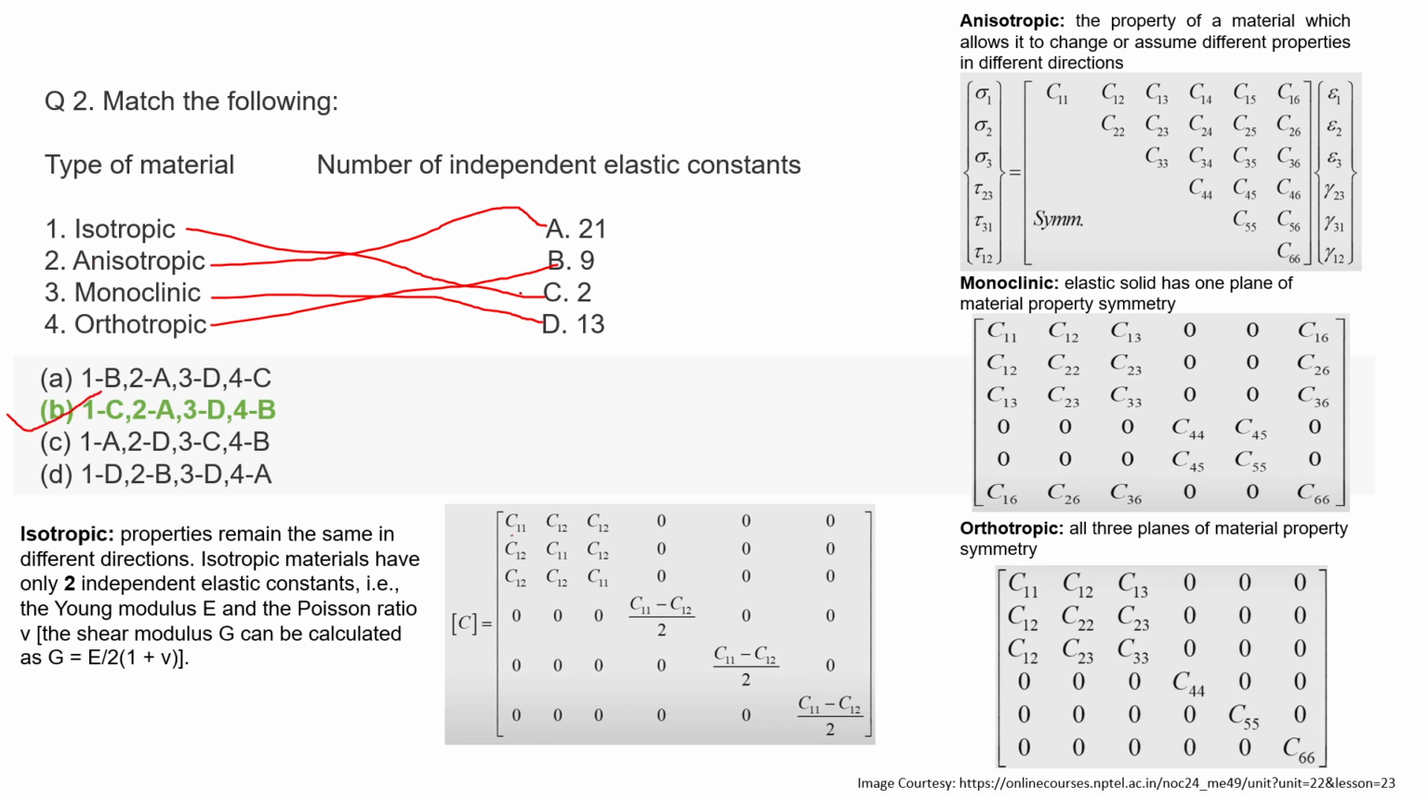So you see, 1 is C, 2 is A, 3 is D, and 4 is B. Okay. The derivation of how this number of independent constants is found was already taught in class by sir. So I am not taking them. I am directly using the final values.